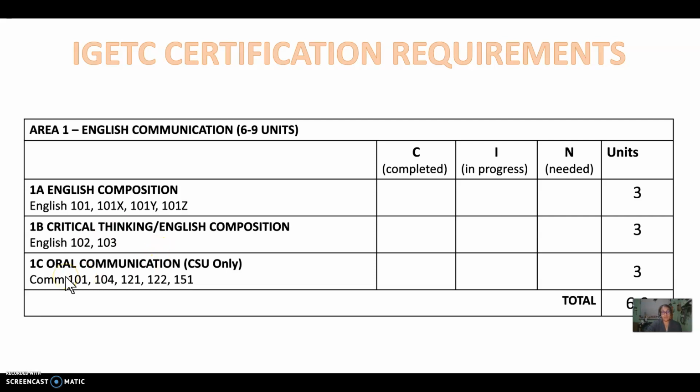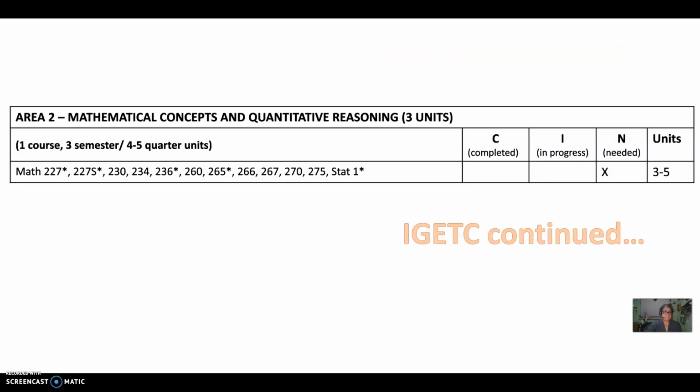And then oral communication is on the IGETC. However, you see there's a notation here that it is only required for the CSU. So the UC system does not require a speech class, which is why 6 to 9 units rather than 9 units is acceptable in Area 1.